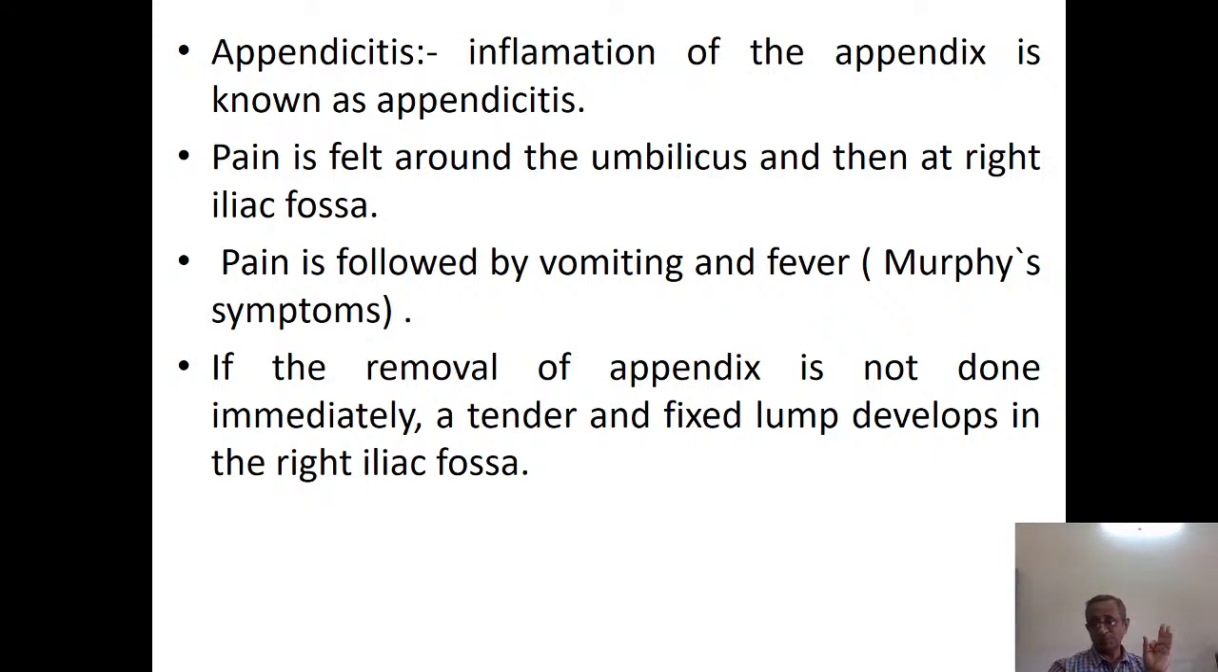If it is not removed immediately, there is a chance that the appendix may rupture, leading to peritonitis. It is a grave symptom. Peritonitis is a very dangerous condition wherein the infection is spreading throughout the peritoneum, and it needs hospitalization and much longer treatment. Before that, if you remove the appendix, it is very easy. Otherwise, sometimes if the patient is strong enough, resistant, it may develop as a fixed tender lump in the right iliac fossa.